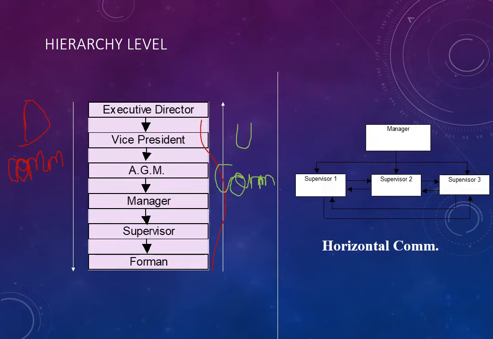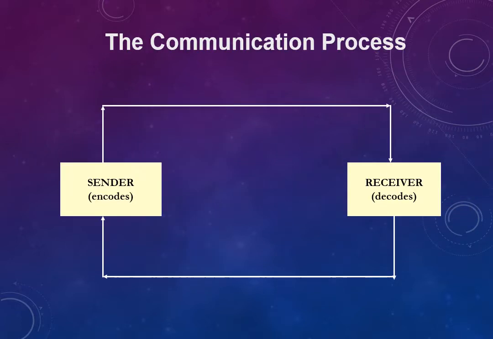First, downward. What happens in downward? The executive director commands the vice president, then the AGM to manager, manager to supervisor, and then to the foreman. And in upward communication, the opposite happens. Simple.